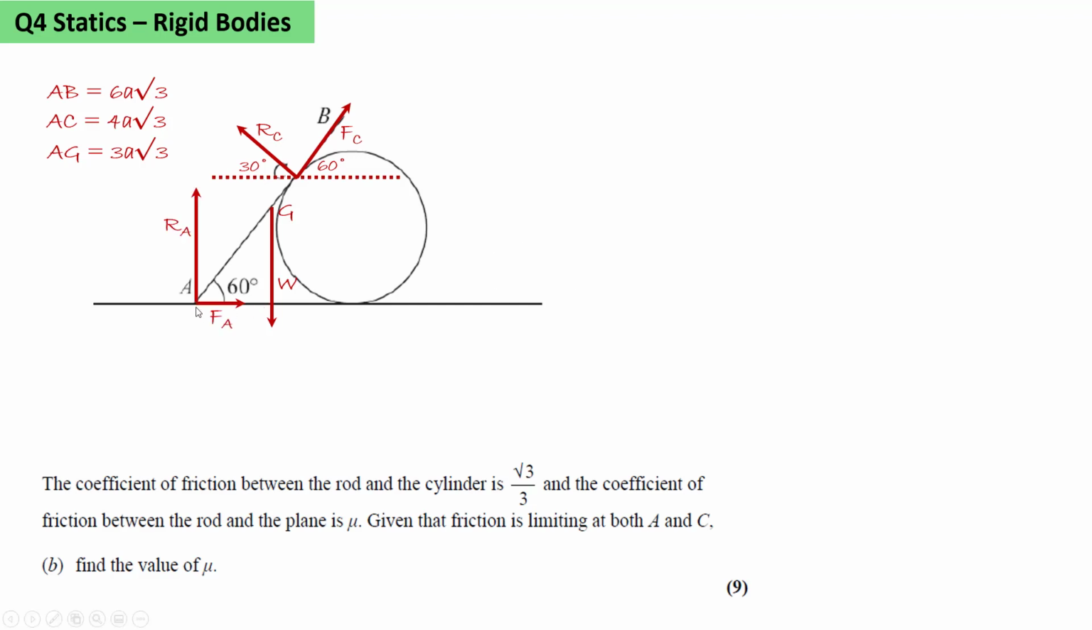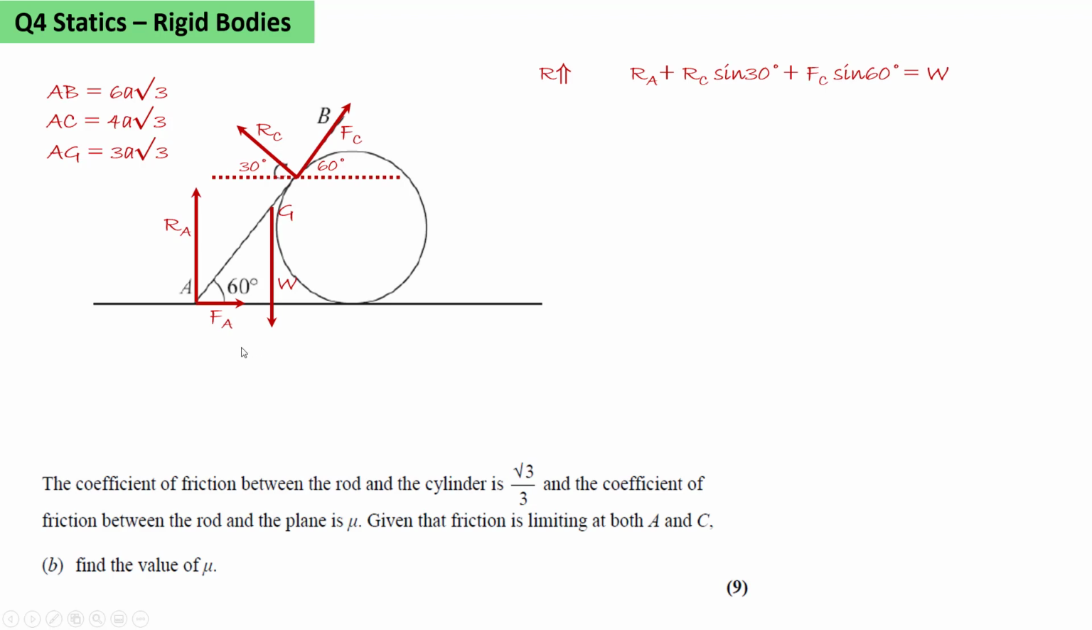And finally, on the ground, that's a rough ground, we have a reaction, RA, and a frictional force, FA, stopping the rod moving away from the cylinder. And as it's limiting, this FA will be μRA.